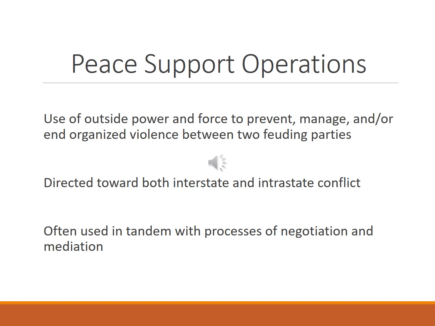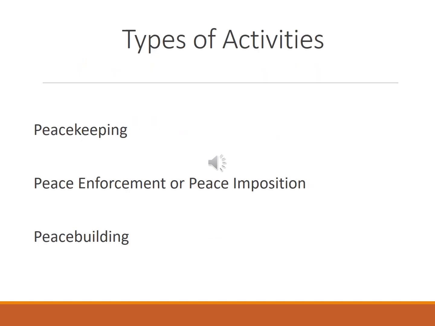And especially with regards to the participation of IGOs like the United Nations, peace support operations have become very, very important. Peace support operations usually come in three different forms. In this module, we'll be looking at the first two, which are peacekeeping and peace enforcement or peace imposition. In the next module, we'll take a look at peace building, which is substantially complicated enough that it deserves its own module.